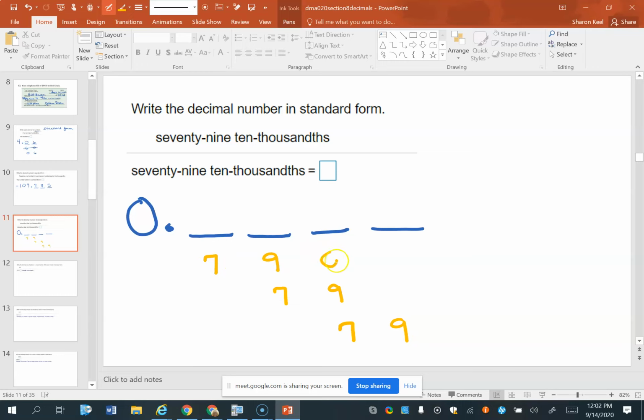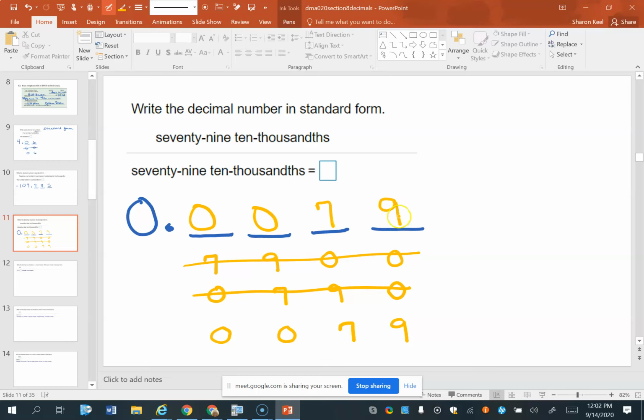If I put it in the first 2 places, I'd have to add zeros. This would not read as 79. No, that reads as 7,900. If I put it in the middle 2 places, and I have to add zeros here, this would read as 790. That is not the number. If I put it in the last 2 places, I need to come back and fill in some zeros. This is read as 79. So I would use 0079. That's read as 79. And then my place value is 10,000ths.